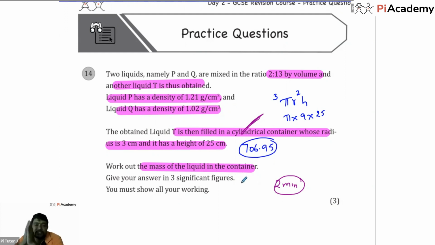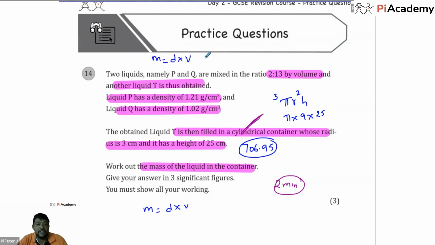How do you find the mass of the liquid in the container? Do the density times the volume. Okay, yeah. Mass is density times the volume. So you got volume is 706.95. What is the density? 15.68 grams. How did you get that, Izan? I did 2 times 1.21 and 13 times 1.02, and then added. Mass is equal to density times volume.